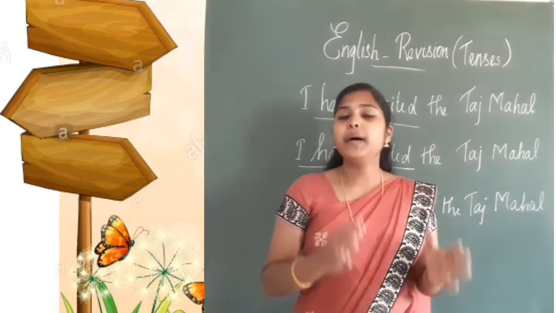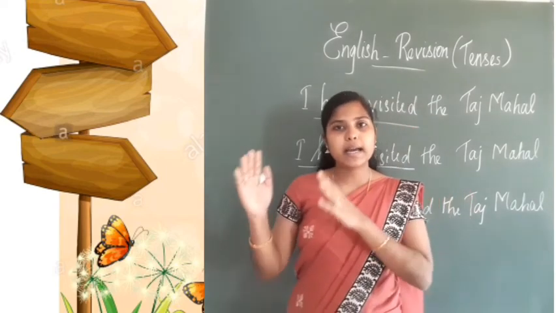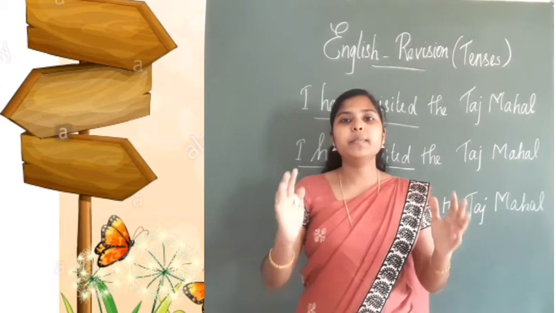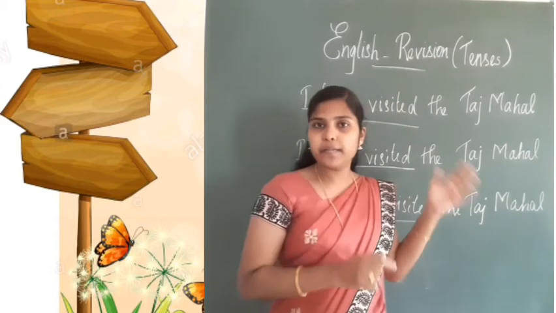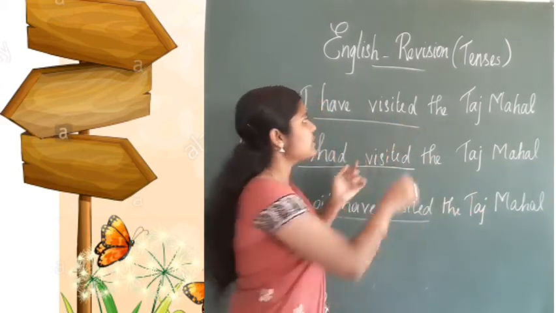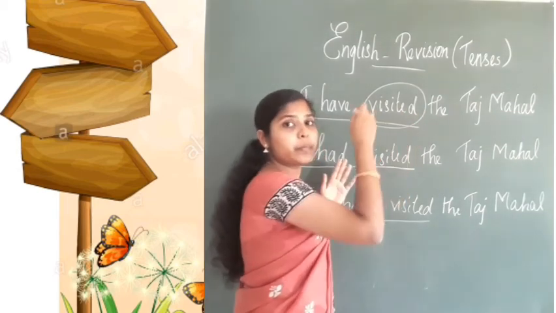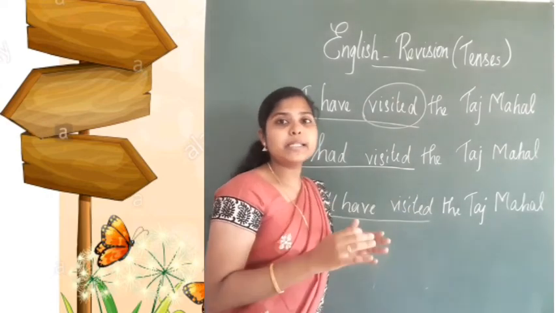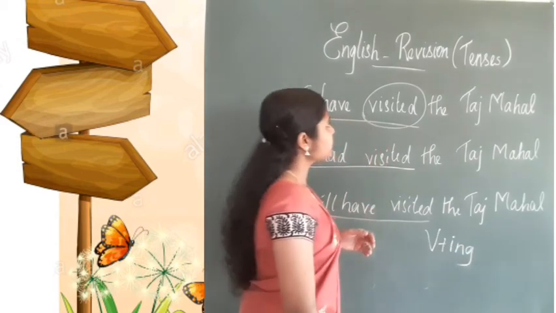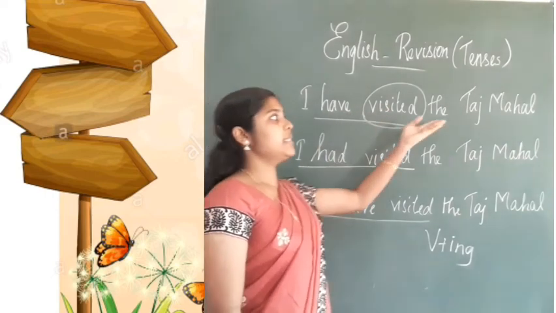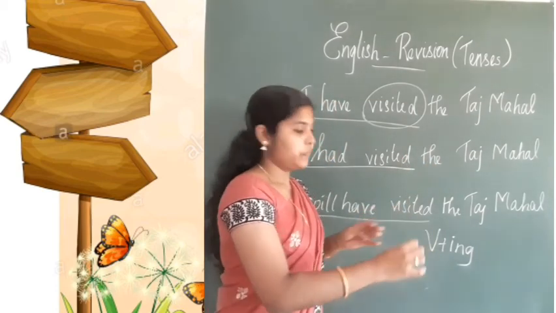Now come to perfect continuous tense. Present perfect continuous tense is indicating an action which is going on over a period of time, to a particular period of time. It is just like perfect tense, but there the action is indicating the completed, that is the past participle form. But for perfect continuous we have to use the present participle form, that is the ing form, verb in the ing form. Okay, I have been visiting the Taj Mahal. So I have been visiting.